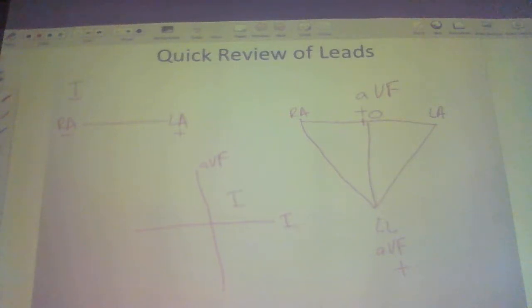you can now label these quadrants. And you can also define these quadrants by giving them some degrees or some numbers. So this is 0 degrees, this is 90 degrees, this of course 180 degrees, and this one is negative 90 degrees. So the 2 leads we're going to use, leads 1 and aVF, we're going to use those exclusively. There are certainly other methods out there, but these are the easiest ways of determining the overall axis.